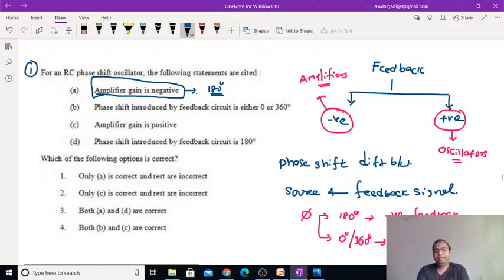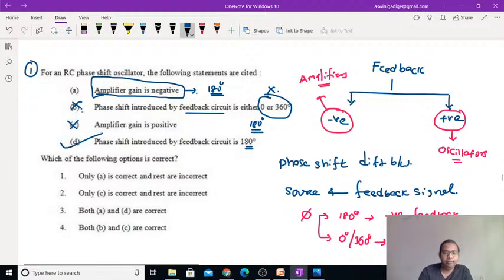So the amplifier gain is negative, of course it is correct. And coming to the phase shift introduced by the feedback circuit is 0 degrees or 360 degrees. So it is not the correct thing. Why? Because the phase shift introduced by the feedback network is 180 degrees. Fine. And amplifier gain is positive. No, it is wrong. And the phase shift introduced by the feedback network is 180 degrees. So both these two are correct. That means A and B, both these two are correct. So here the third option is the correct one.